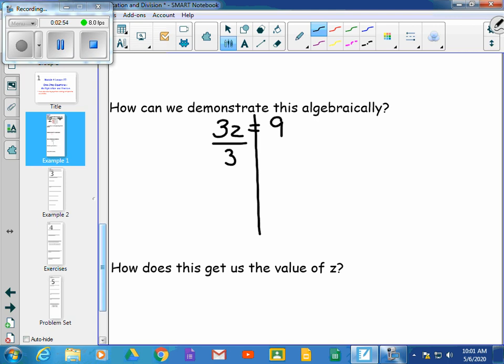3 times z divided by 3 leaves us with just the z. Whatever I do to the left, I have to do the same thing to the right to balance out the equation, so that I have 9 divided by 3 on this side, which is 3. So z equals 3.